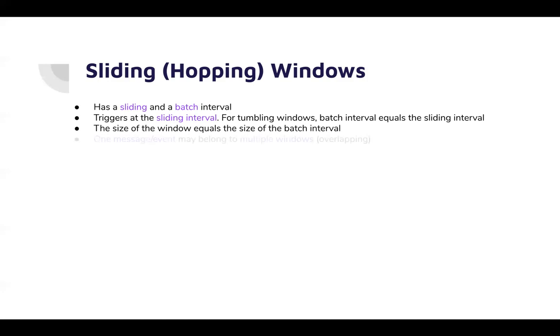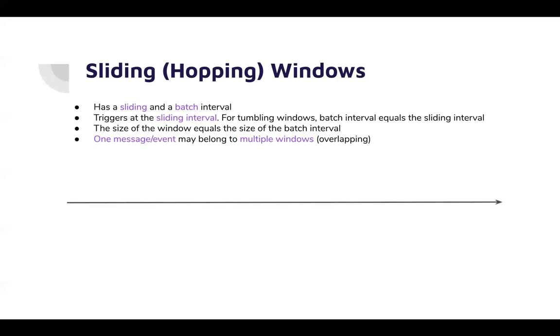So the size of the window equals the size of the batch. One event here can belong to multiple windows, as we will see over here. So again, this is our time axis, and let's say our sliding happens every 5 minutes, but at every 5 minutes, we would like to process the events which were generated in the last 10 minutes. So new events are coming up. At 12:05, we are going to run our trigger, because our trigger will happen every 5 minutes. That is our sliding interval.